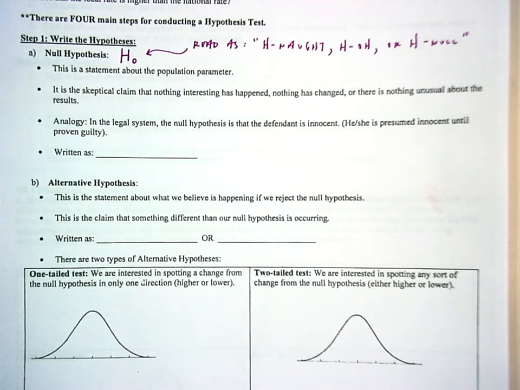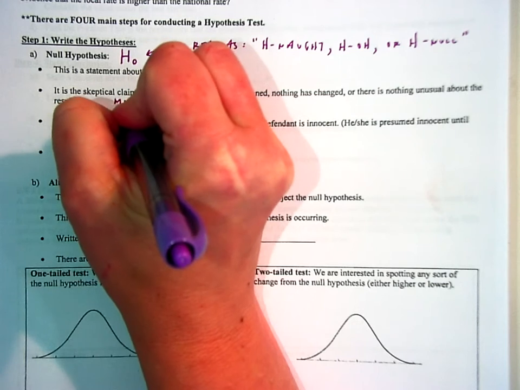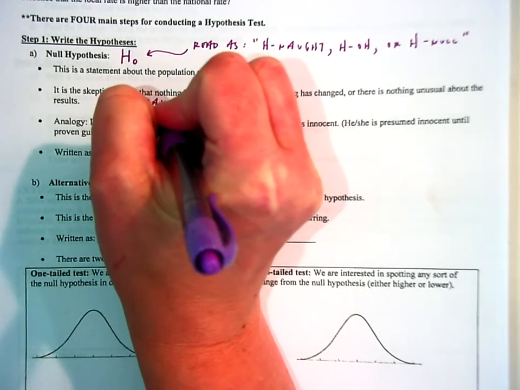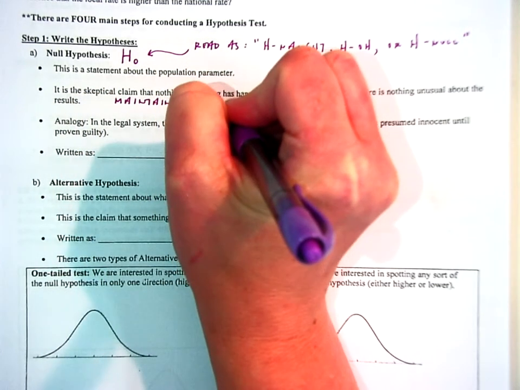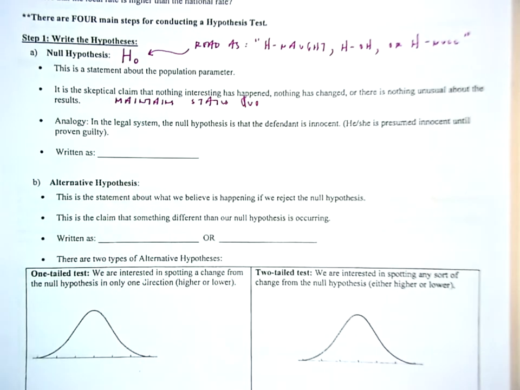This is a statement about the population parameter. Going back to what we already know about smoke detectors, we know that at least 90% of American homes have at least one smoke detector. That's what we're told in the setup. It is the skeptical claim that nothing interesting has happened, nothing's changed, there's nothing unusual about the results. So we're essentially saying it maintains the status quo. Business as usual.